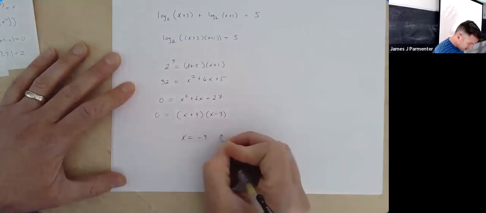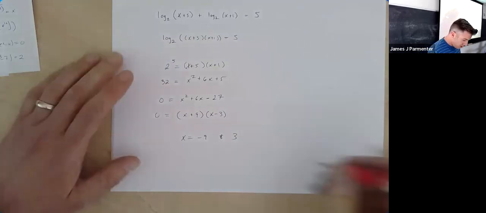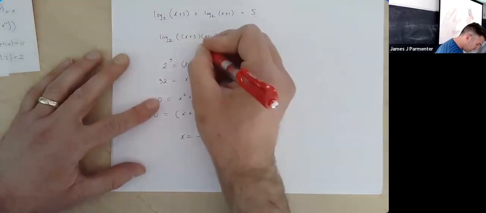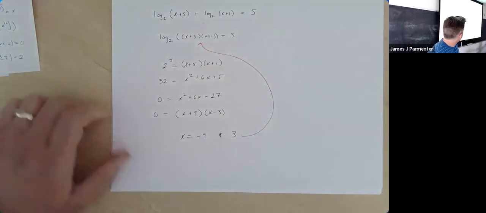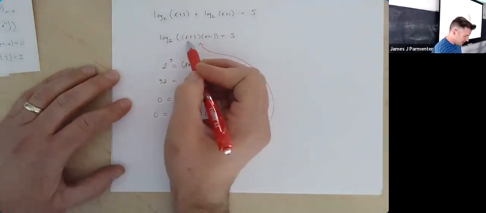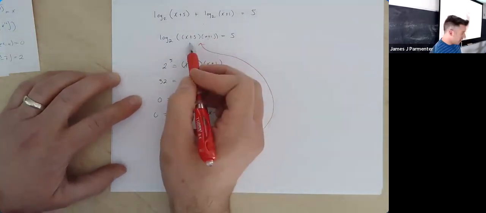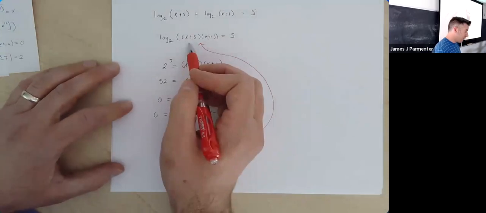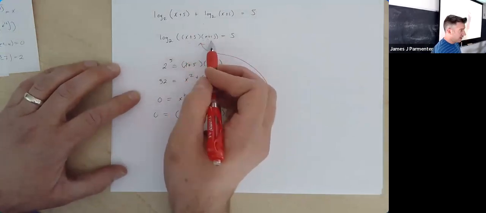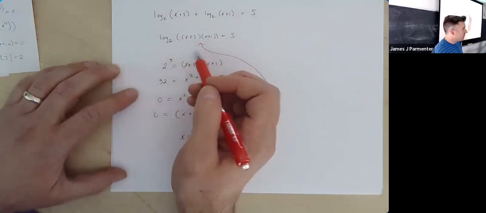Right. Now here's the thing. These solutions would totally be okay right here. Because 3 plus 5 is 8, 3 plus 1 is 4, and 8 times 4 is 32. And negative 9 would also be totally fine right here. Because negative 9 plus 5 is negative 4, and negative 9 plus 1 is negative 8, and negative 4 times negative 8 is 32, which is positive before you take the logarithm.